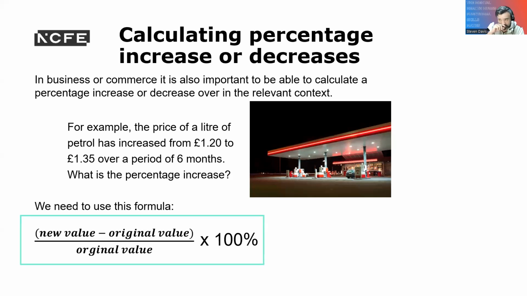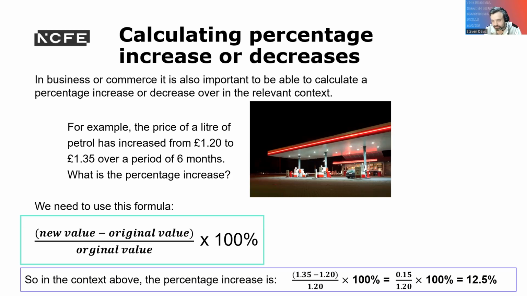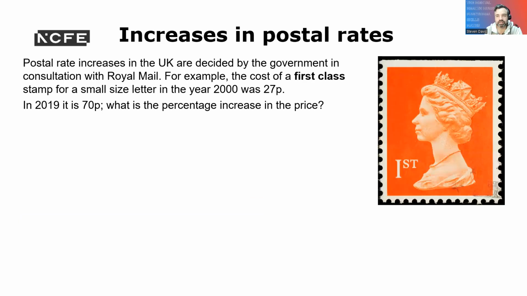For this, we need the new value minus the original value, divided by the original value, times by 100. Here you can see the percentage change and the sum on the screen. So we're looking at about 12.5%. Good.